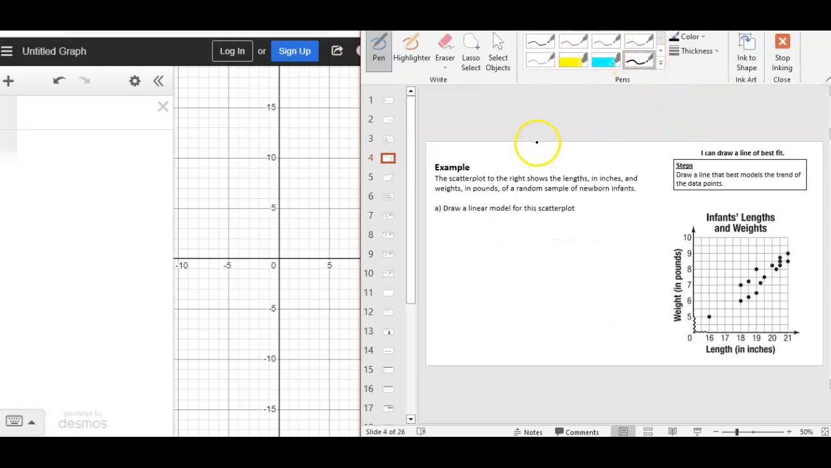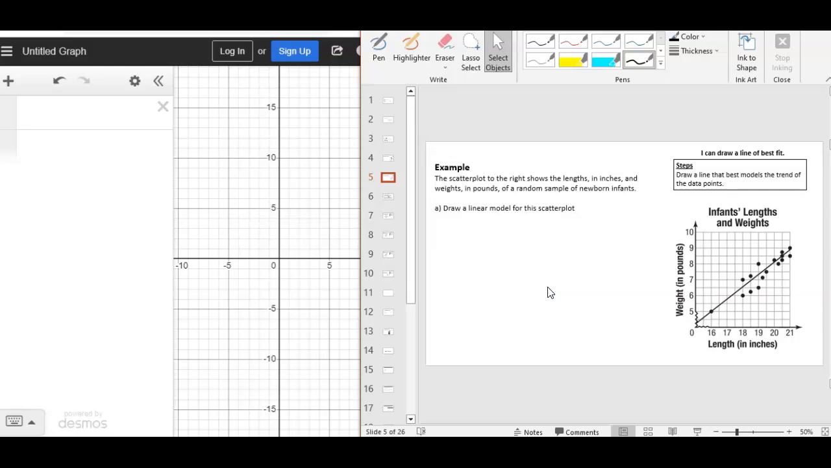So here it says the scatter plot to the right shows the lengths in inches and weights in pounds of a random sample of newborn infants. Draw a linear model for this scatter plot. When you draw a linear model, we're just drawing in a line that approximately tells you the trend in the data. It doesn't have to pass through every single point, but it's giving you an idea of what's going on. Here's a little bit better image of the linear model.